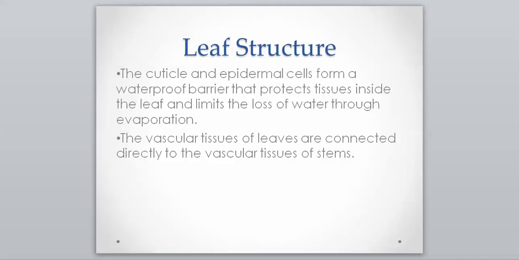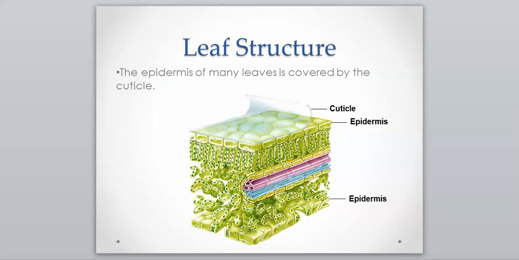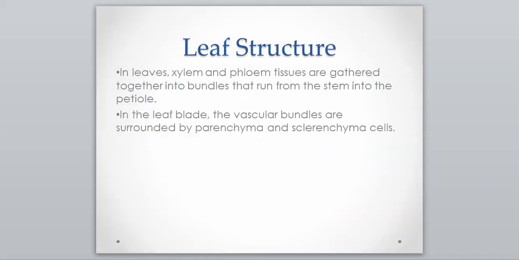And the vascular tissues of leaves are connected directly to the vascular tissues of the stems. So our xylem and our phloem, you can see we have those right in the middle. Those are direct continuations from the stem. They don't form new systems. Our xylem and our phloem just come right off of the stem. So in leaves, the xylem and phloem tissues are gathered together in bundles that run from the stem into the petiole. We mentioned that already.